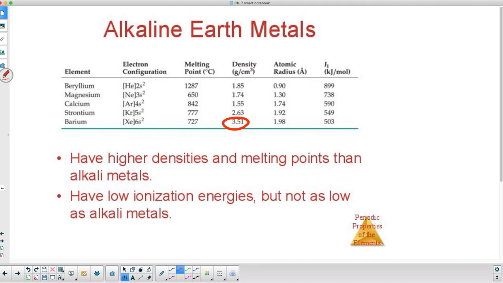So again, alkaline earth metals are like alkali metals light, like a cheap imitation of alkali metals. Alkaline earth metals are still reactive, but not quite as reactive as alkali metals. They're still low in density, but not quite as low. They still have low ionization energies, but still not as low as alkali metals. So like I said, alkaline earth metals are like alkali metals light.